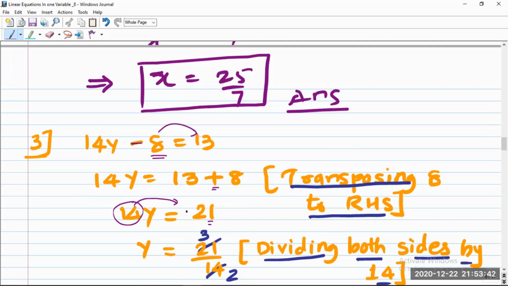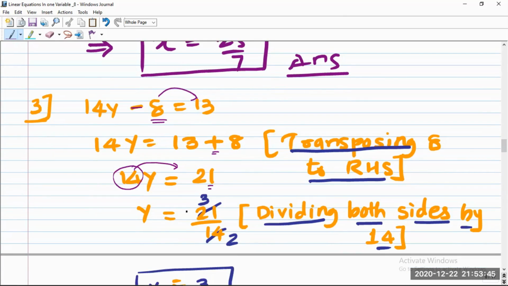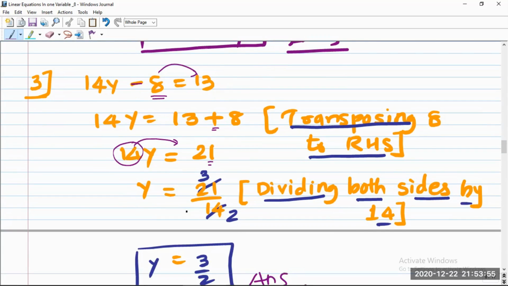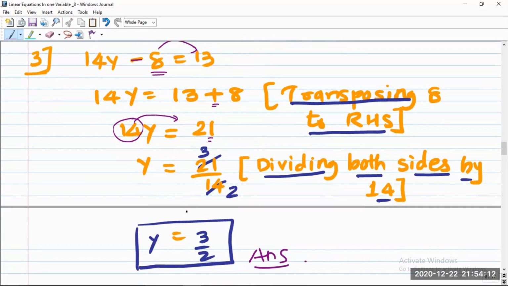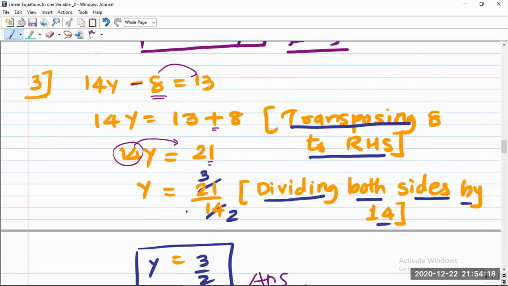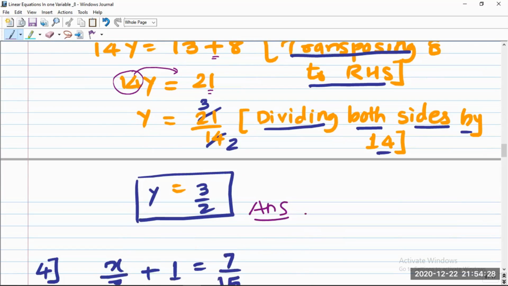So for that we need to divide. Since 14 is a multiple of y, we need to divide each term by the same number 14. So dividing by 14 on both sides gives us 14y upon 14, that 14 gets cancelled, and the right side is 21 upon 14. Simplifying that, 21 and 14 with 7 gives us 7 threes and 7 twos, meaning the value we have for y is 3 by 2. So y equal to 3 by 2 is the solution of the equation 14y minus 8 equal to 13, right? So this is the solution for the given equation.